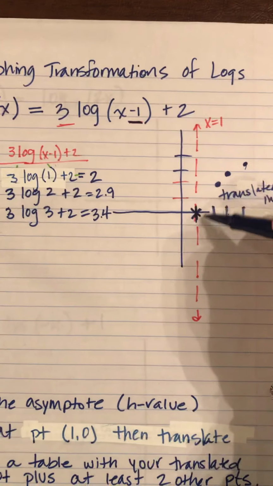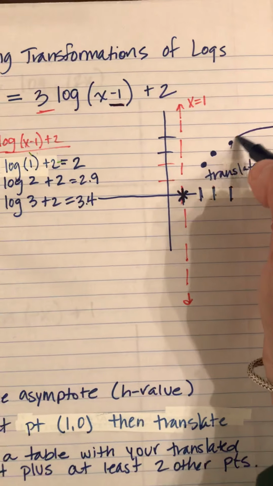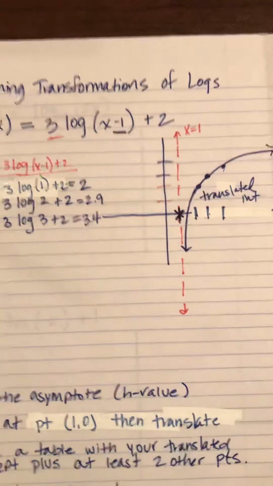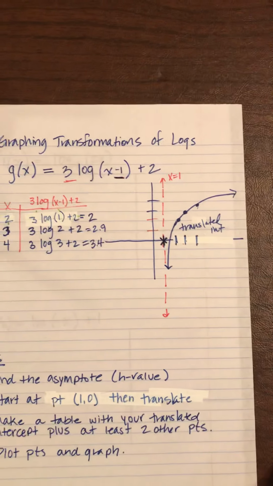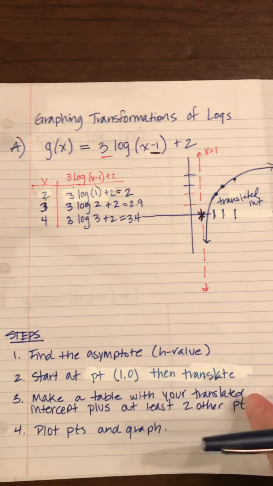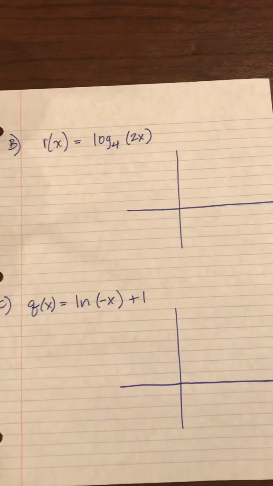So you can see, you obviously know where the asymptote is. Remember what the shape of a log function looks like. It needs to approach your asymptote, and it has that curve. And that's your basic log-looking graph. All right, let's graph a couple others.